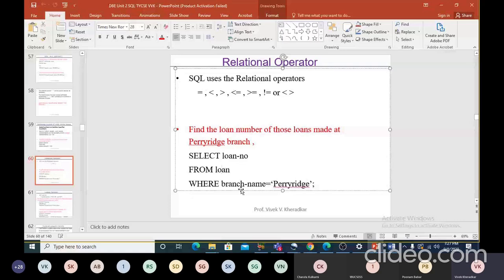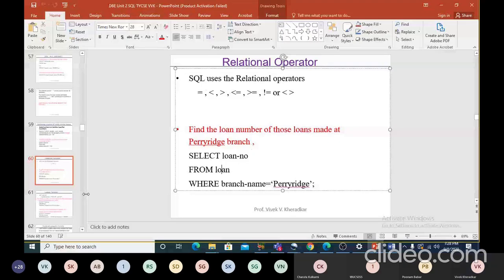And what is our expected output? The output is: find loan number only. So that's why select loan number. The final query for this requirement is: select loan number from loan where branch name is Perriage. The output of this query will display only the loan numbers for which the branch is Perriage. So the relational operator can also be used in the where clause.